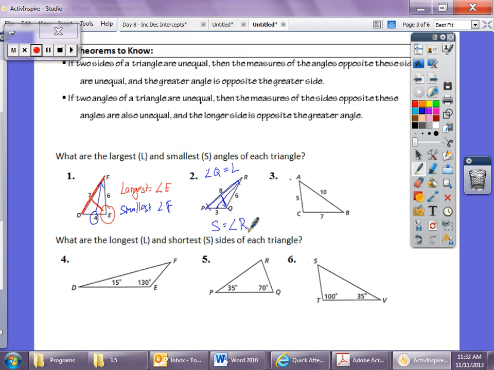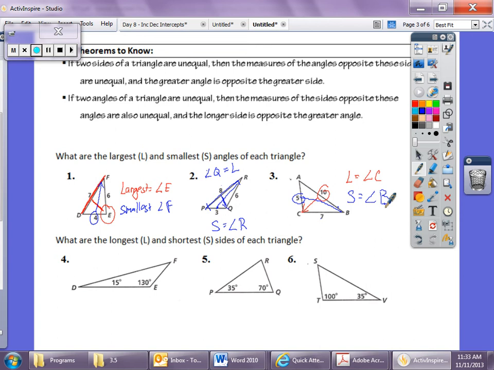And we have 5, 7, and 10. Well, 10 is the largest side, which is opposite C. So the largest is angle C. And the smallest, well, 5 is smaller than 7. Well, here's 5. 5 is opposite angle B.